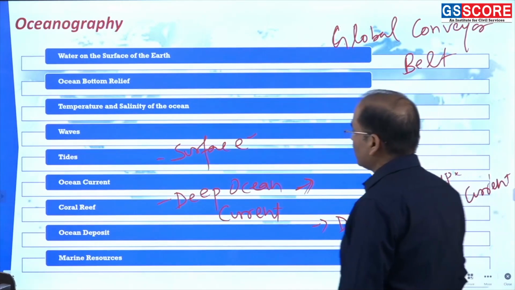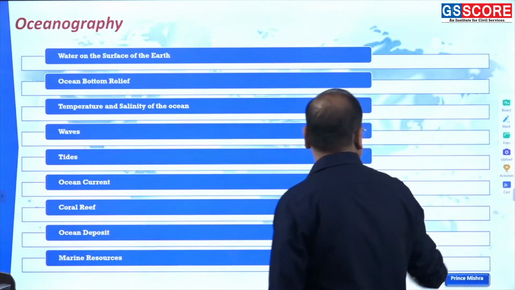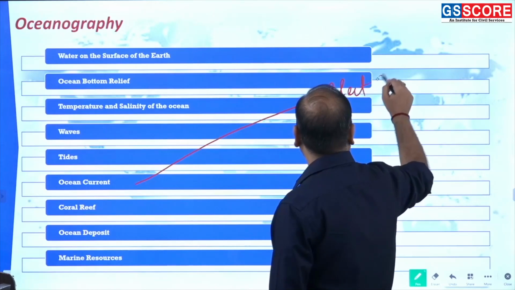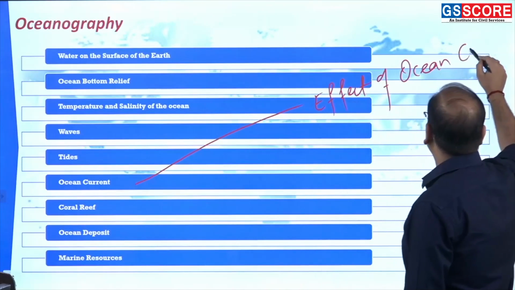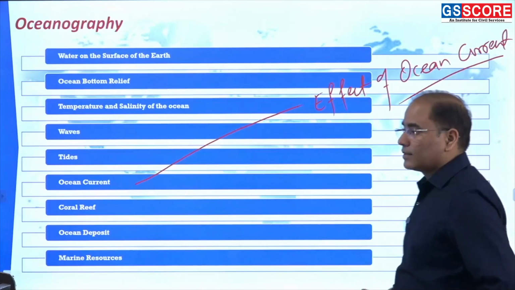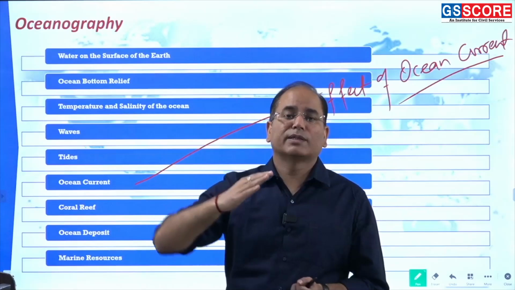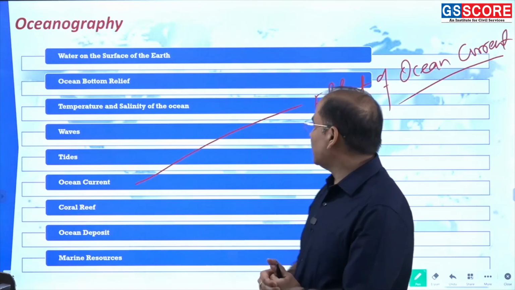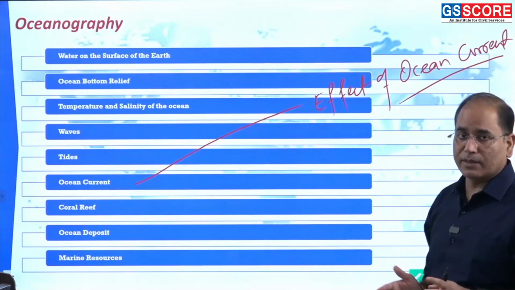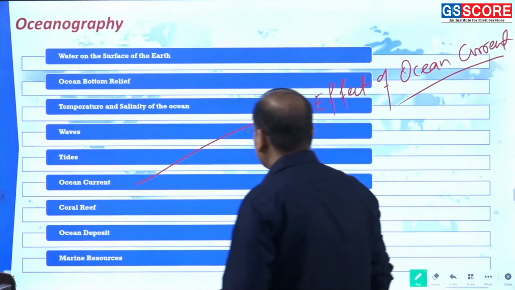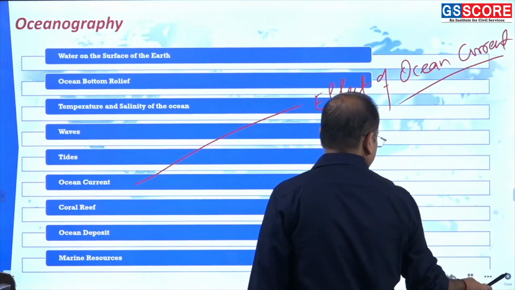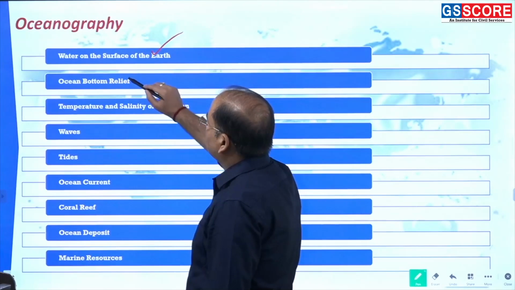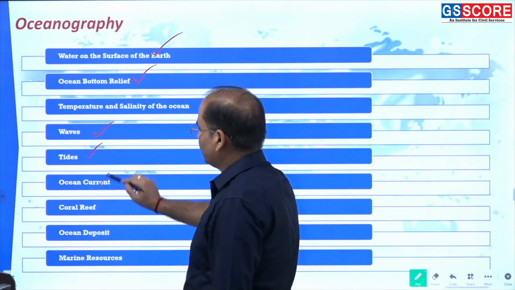And then the last and most important topic associated with ocean current is the effect of ocean current. Ocean current is the most important phenomenon on the earth surface, other than the wind, in the transportation of energy. It not only transports the energy, but along with the energy it also has a tendency to cause different effects nearby the coastal area. So we have a large variety of effects of the ocean current that you are supposed to study. So: water on the surface of the earth, ocean bottom relief, waves, tides, ocean currents.